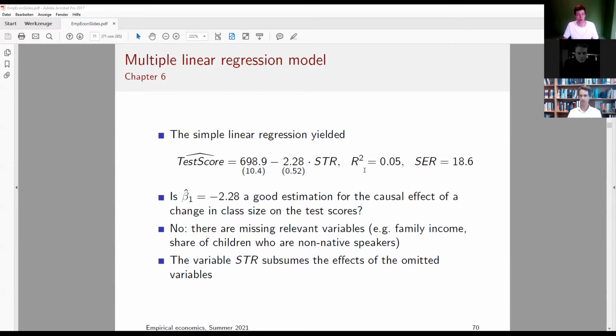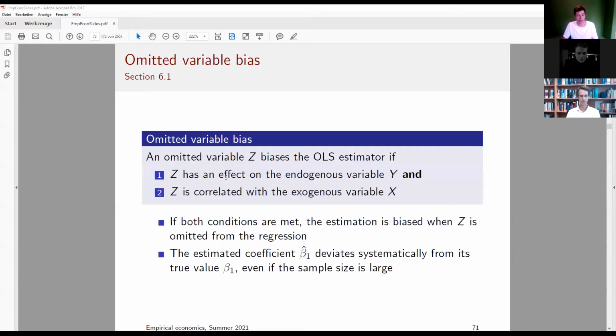It's not at all, because we have many factors. For example, the family income around a district, or very much related to that, the possibilities of children to learn outside of school, to get support by their parents, and so on. So many effects that are, on the one hand, related to student-teacher ratio, and on the other hand, have an influence on the test score. And that problem is called omitted variable bias.